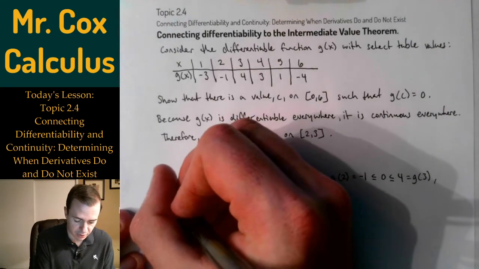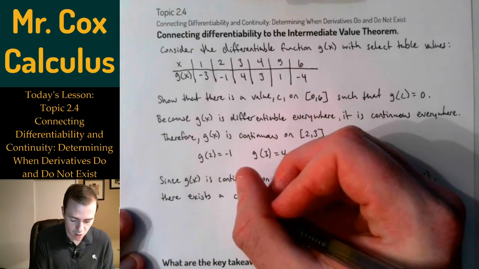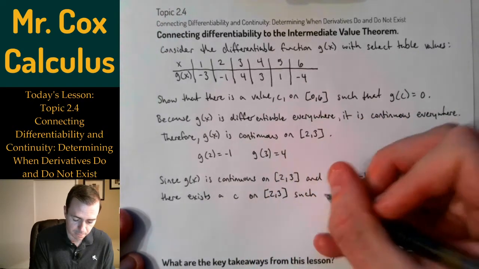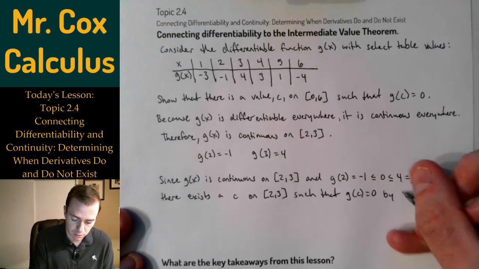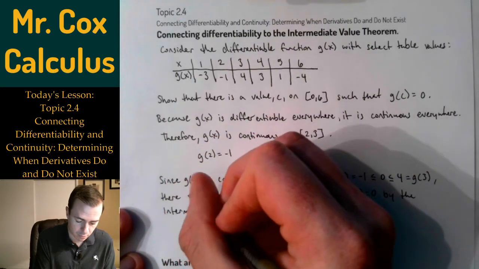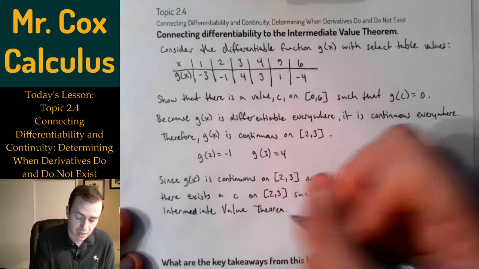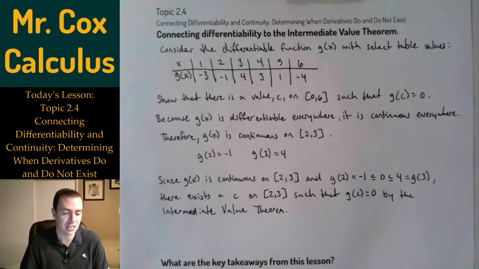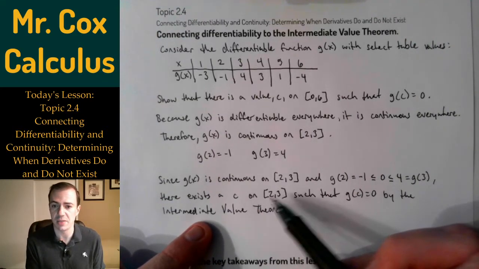So now I can say there exists a c on the interval 2 to 3 such that g of c is equal to 0 by the intermediate value theorem. And again, when using the IVT, you want to make sure you actually cite the IVT, and you can abbreviate it if you would like. Now then, that shows that there exists a c on the interval 2 to 3.